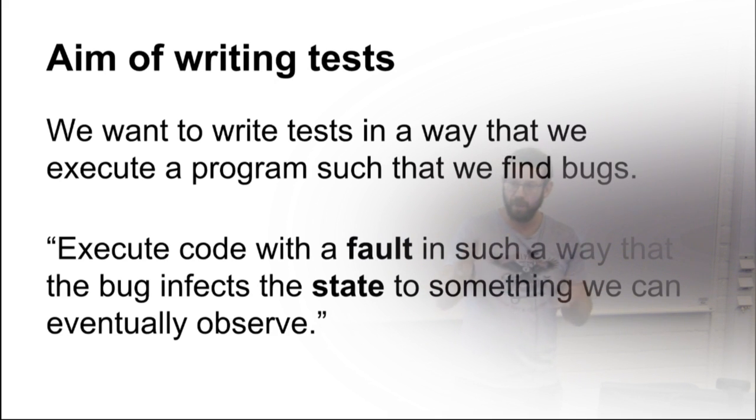In order to find the fault, we must execute the actual code containing the fault or the bug. So we try to run code which contains the faults in order to find this bug. And it's a bit more complicated than that, because if we're going to observe a faulty state, then we must have run the code with the fault. That fault must have triggered a faulty state in the program. And that state needs to propagate through all layers up to the visible thing so that we can observe it.